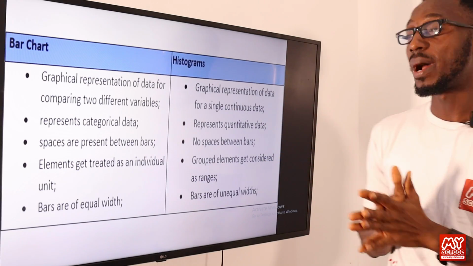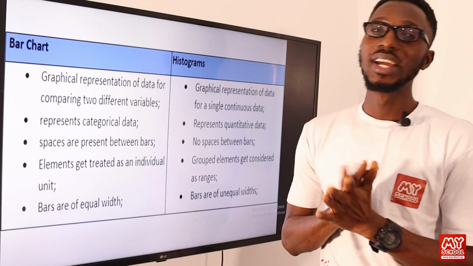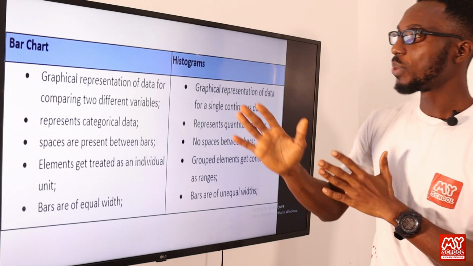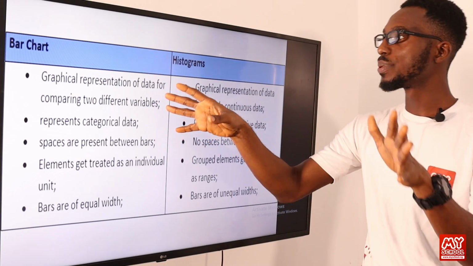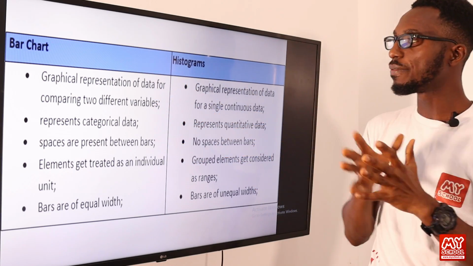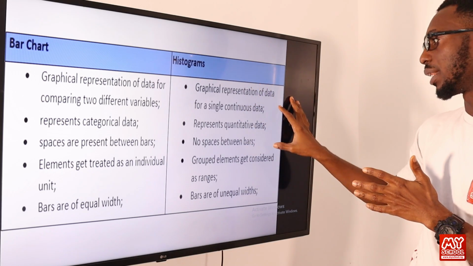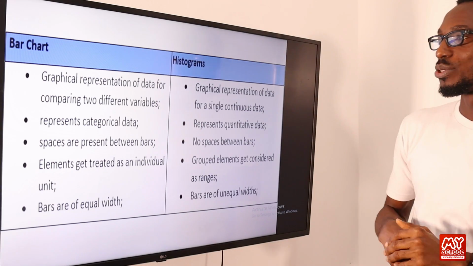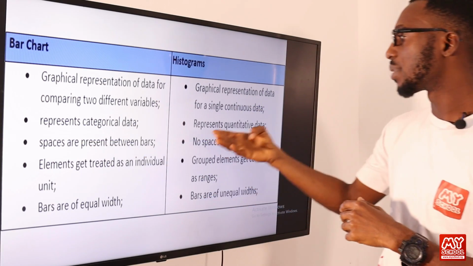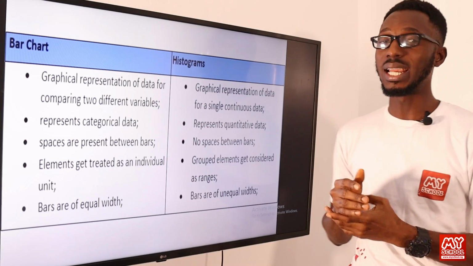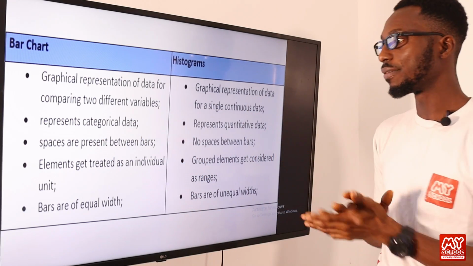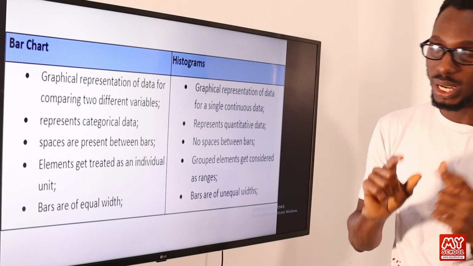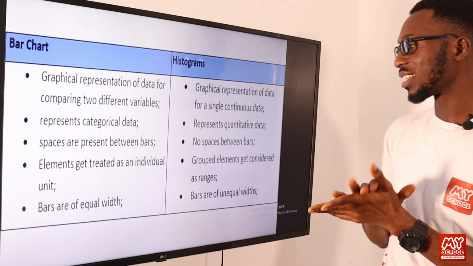So just to wrap things up around the bar chart and histogram, the similarity between them, we just have to look into it together. For bar charts, we have the graphical representation of data for comparing two different variables. This is actually a representation for a single continuous data. So it represents categorical data. This represents quantitative data, qualitative, quantitative. Okay, so spaces are present between the bars. This is a very unique difference that you can note.